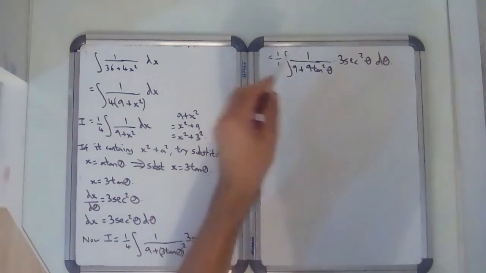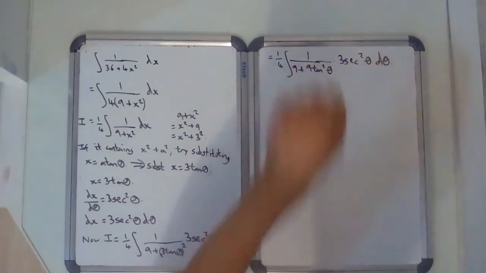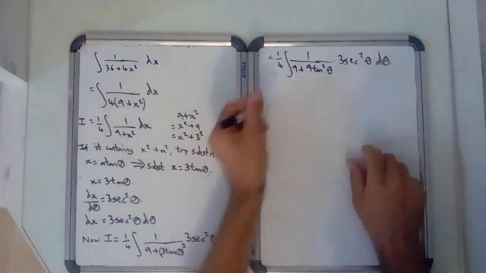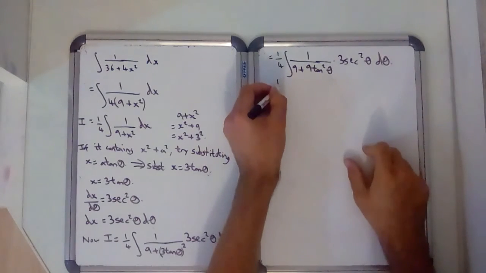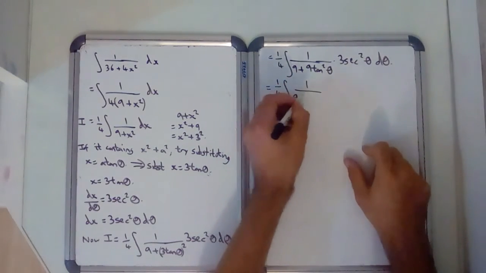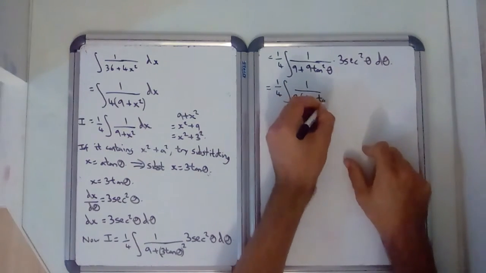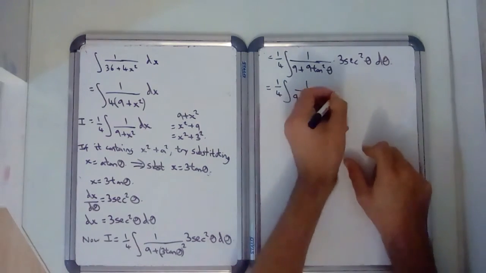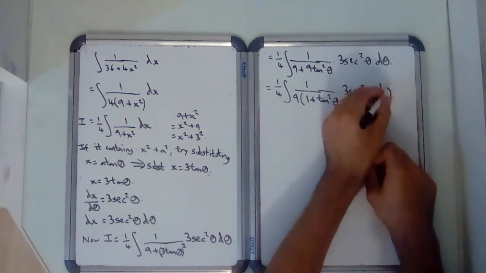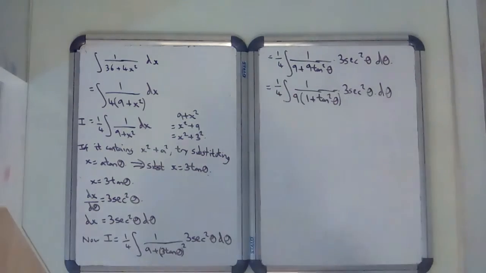So now when I look at this, I can see, just as when we started with the initial integral, a common factor in the denominator. So what we're going to do is factorize that denominator. So the new transformed integral equals 1 quarter, 1 over, I'm just going to pull a 9 out, so 9 times 1 plus tan squared theta, times 3 sec squared theta d theta. Okay, I need a bracket there.